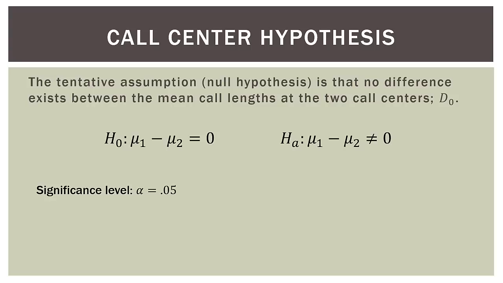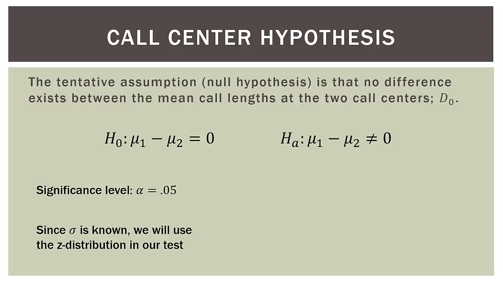Now we'll choose the standard significance level of alpha equals 0.05. Since sigma is known, we will use the z-distribution in our test. This is an important point when we're looking at these series of videos. When we know the sigmas, either it's given to us or we know them from previous experiments or previous data, and we're comfortable with them, we will use the z-distribution and not the t-distribution. We'll get to that in later videos.